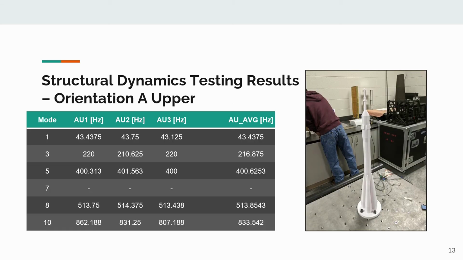It is difficult to see from the picture, but for this test, the sensor was placed near the top of the rocket and aligned with the lower pylons. After performing a modal hammer test 3 times and averaging the modes, their associated frequencies are as follows.